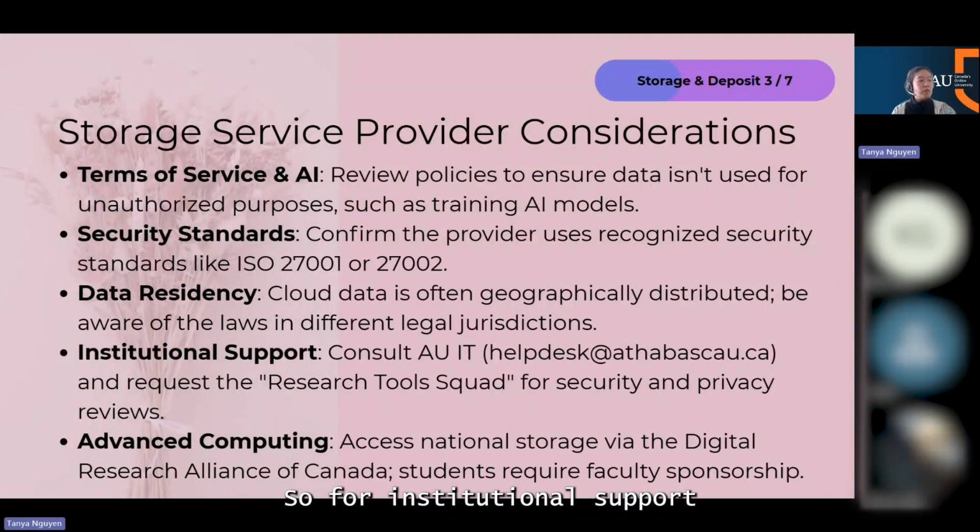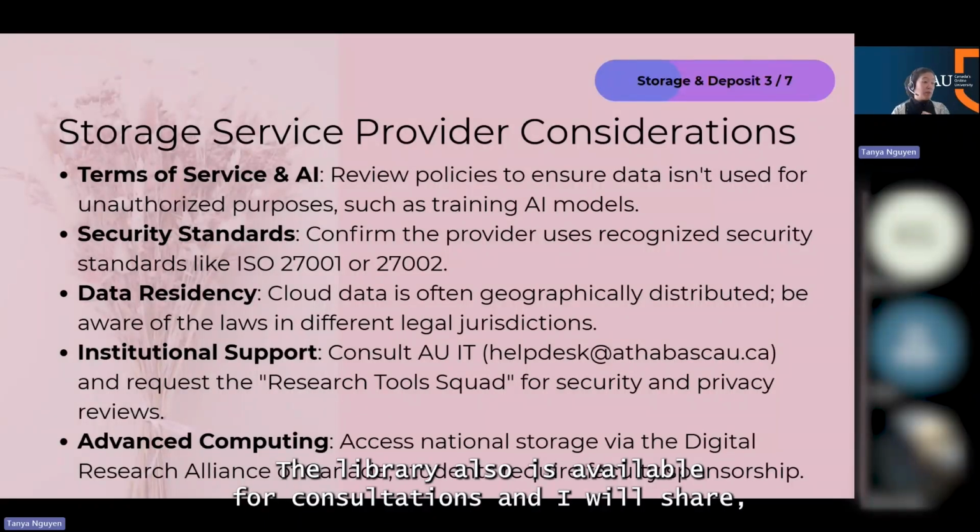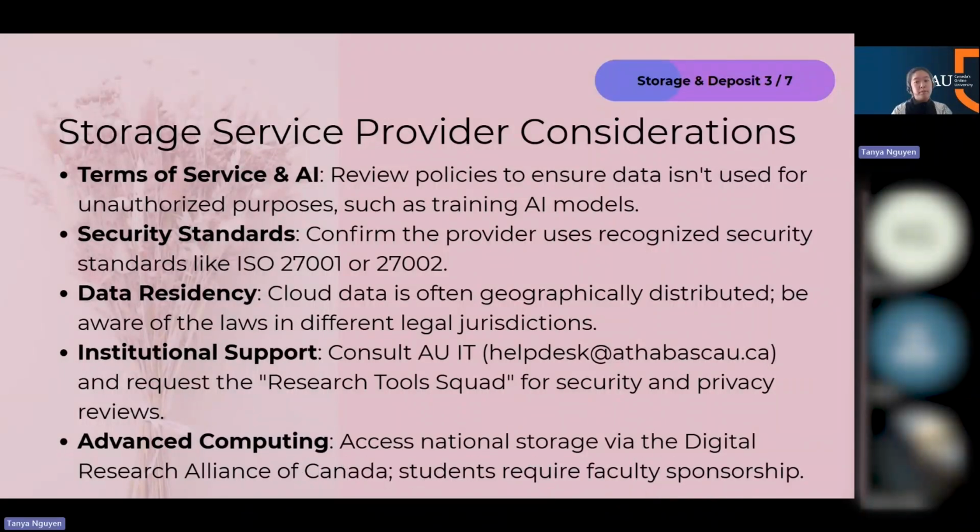So for institutional support, again, the AU IT Research Squad is available for consultations. The library also is available for consultations, and I will share the slide on how to reach the library as well. But yeah, please reach out to the IT team or the library for any security and privacy reviews you might need.